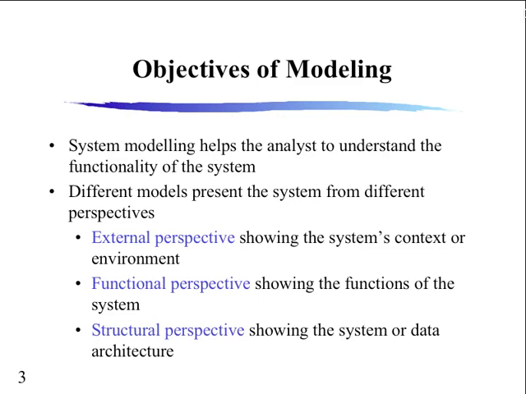All right, so there are different models presented from different perspectives, and here's just an example, and these are just 3 of the common approaches: external, functional, and structural perspectives. The external is the context of the environment, showing the system in terms of how it's working and the environment that it's supposed to be running in. The functional is looking at the functions of the system. It's modeling the requirements, the functional requirements, essentially. And the structure shows the data architecture, the structure in terms of the database architecture.